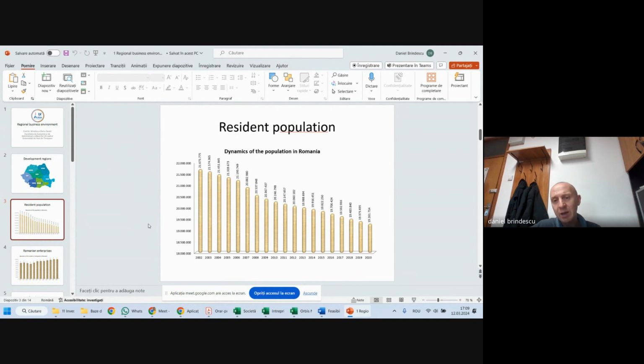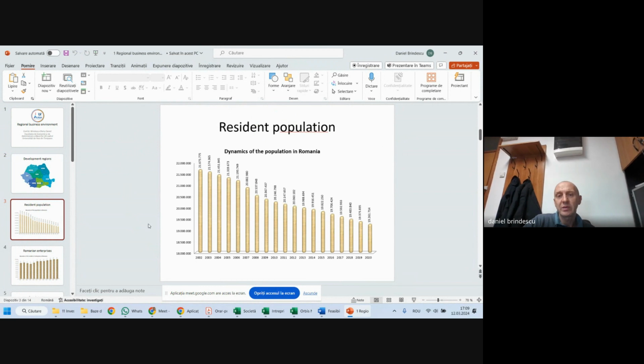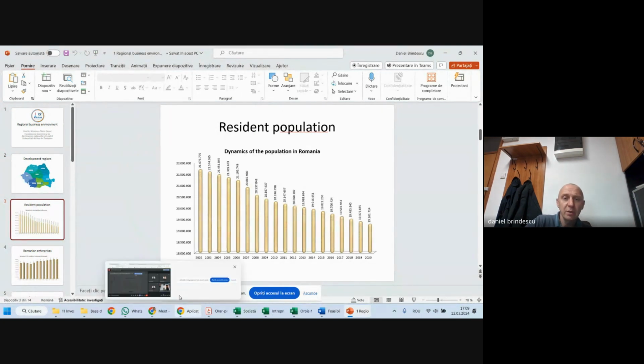The population of Romania, you probably have an idea of its dynamics. I think it reached a peak in 1990, 1992 of a bit over 23 million. And from that point on, it has been decreasing. Now in 2021, actually, we were counted at exactly 19 million. So probably now in 2024, we probably are under 19 million, unfortunately. So this is the dynamics of the population.